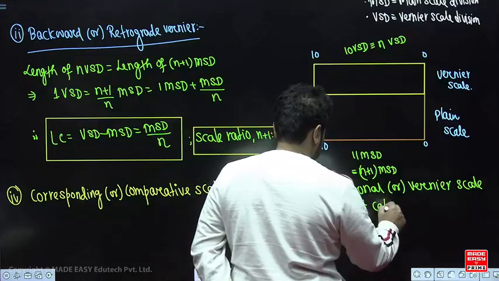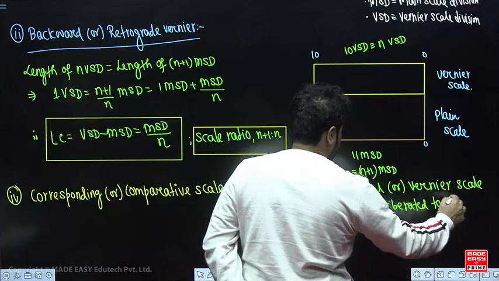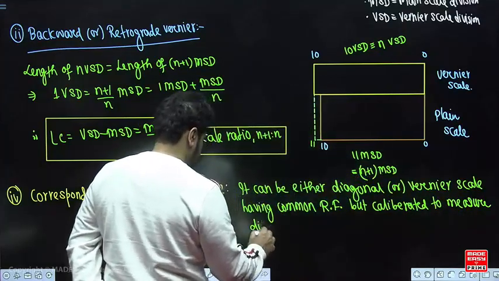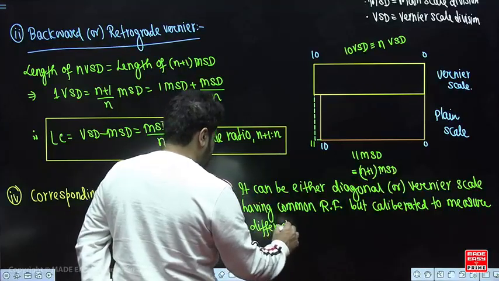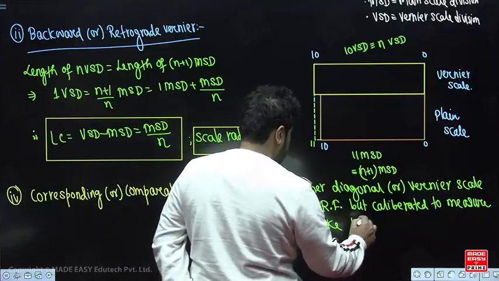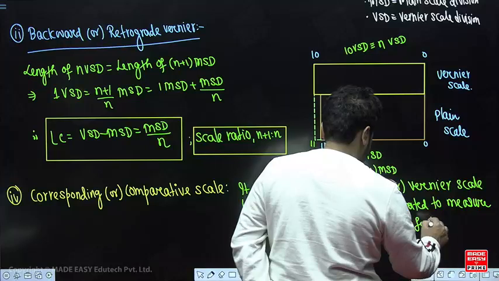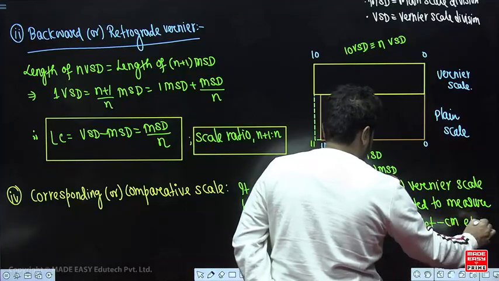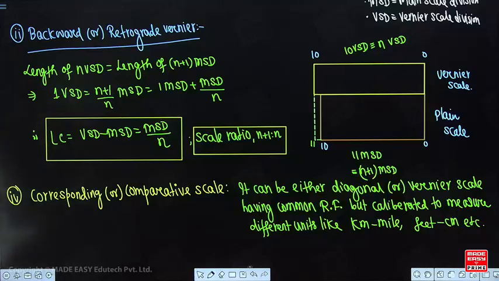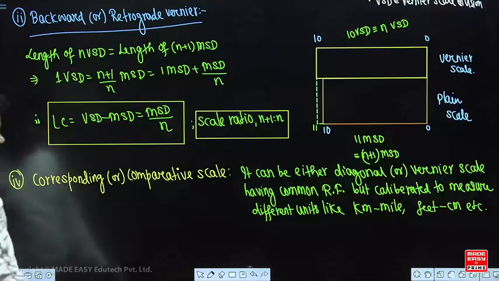but calibrated to measure different units, like kilometer, mile, or feet, centimeter, etc. So if you want to compare, or if you want to have two different units and we have to measure them, then we go for the comparative or corresponding scale.